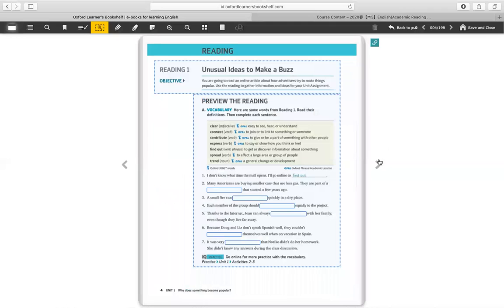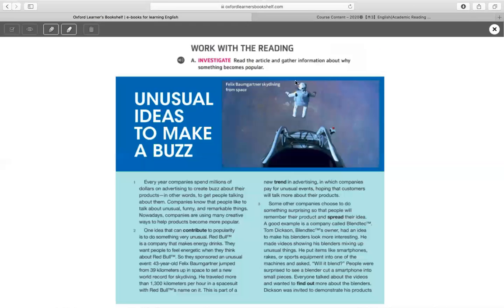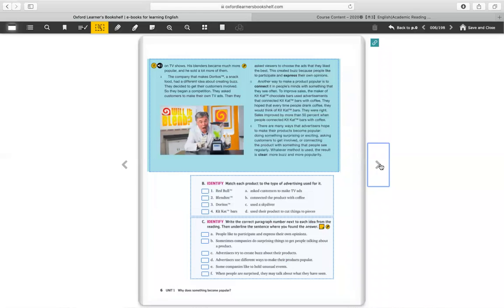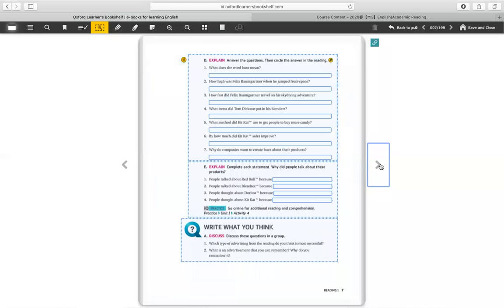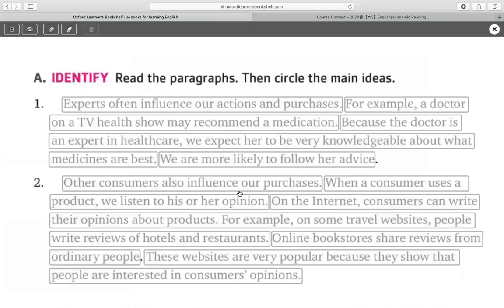Now, next thing is we begin the reading. Work with the reading. The reading is about read the article and gather information about why something becomes popular. But before you do the reading, please look at page 8. I want you to go to page 8. Page 8 talks about some ideas on reading.